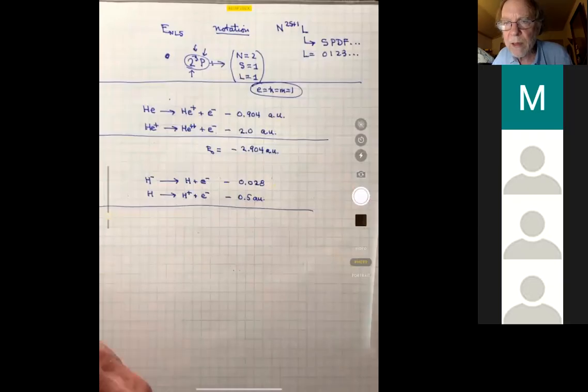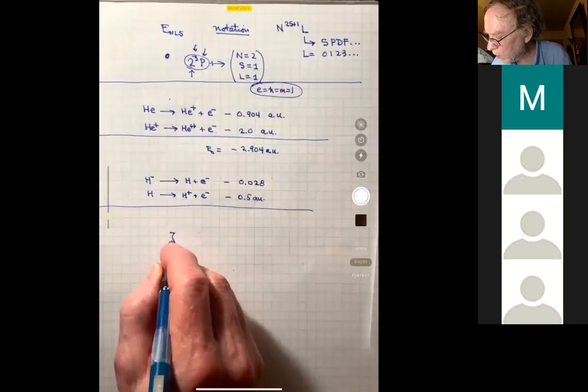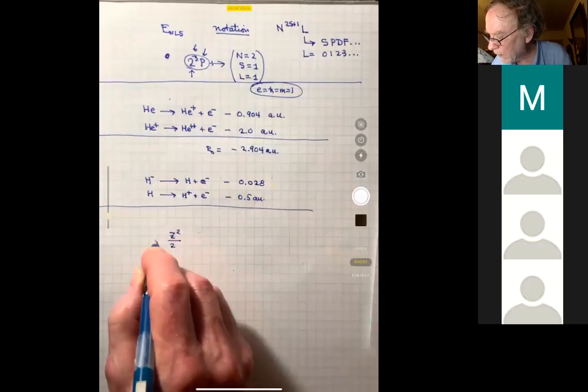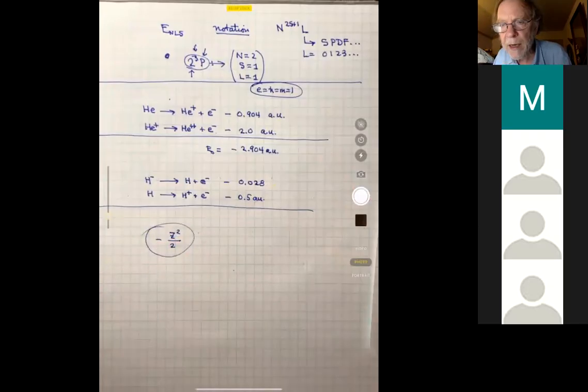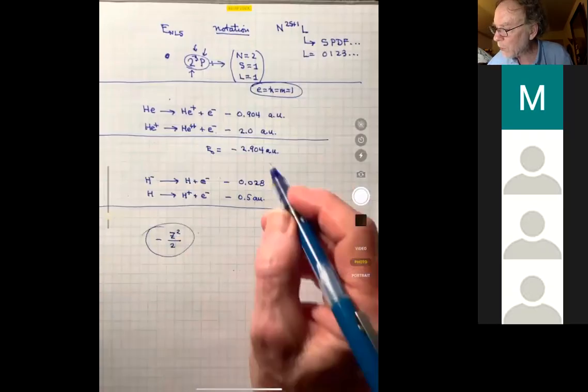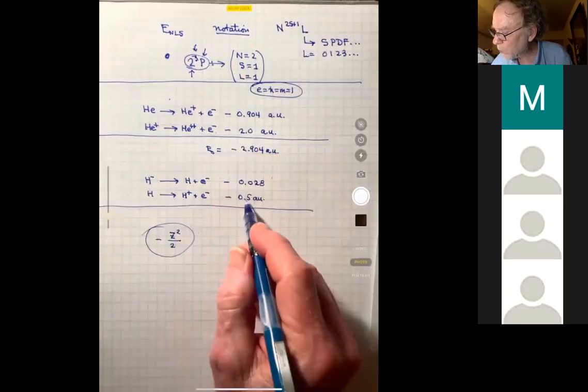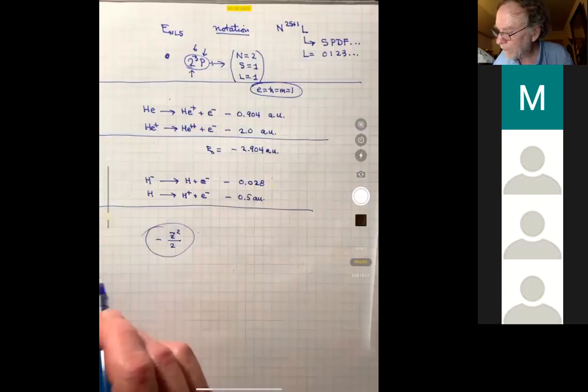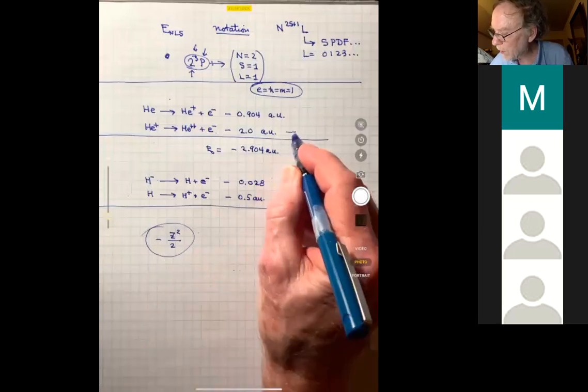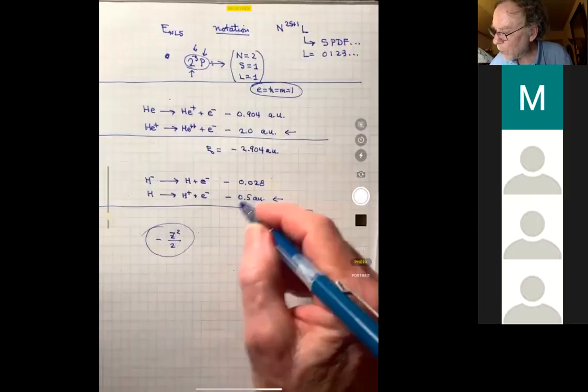So removing the last electron, we know the theory, we know what the formula is. The ground state energy of a hydrogen-like atom is minus Z squared over 2. That's what this 2 is. It's minus 2 squared over 2, which is minus 2. Here it's minus 1 squared over 2, which is minus a half. So these ionization potentials were easy, the last one.